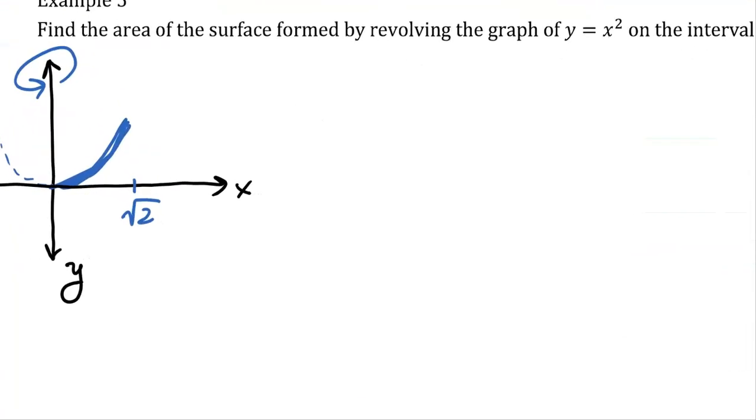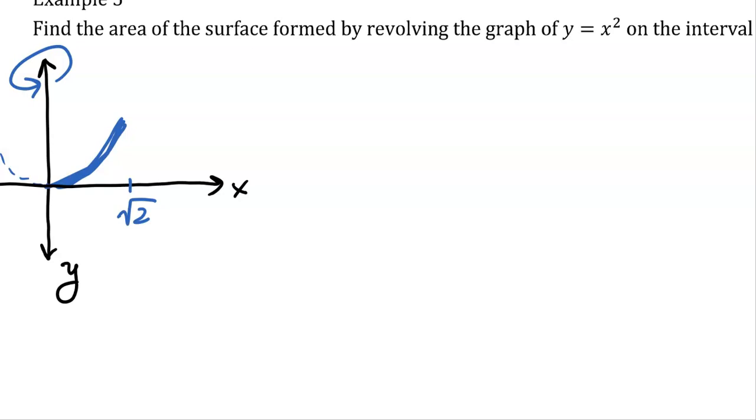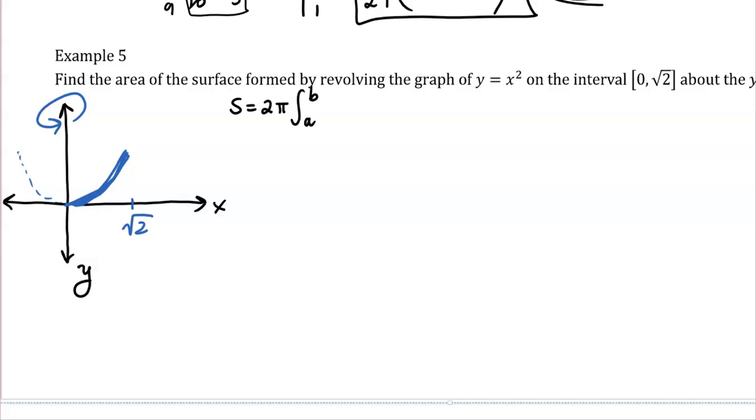So again, I will just start off and write the formula. S is equal to 2 pi, the integral from a to b. We're again working with x here. We don't have any issues with the function not being differentiable or continuous on that interval. It's a polynomial, it's continuous everywhere, and the function was already given to us in terms of x, and that's going to work for us. So we have r of x, square root of 1 plus y prime squared, dx.